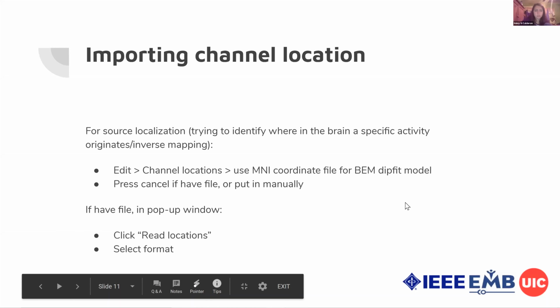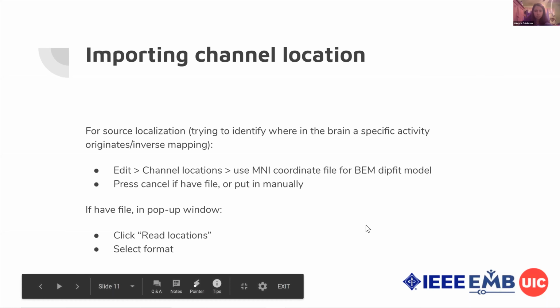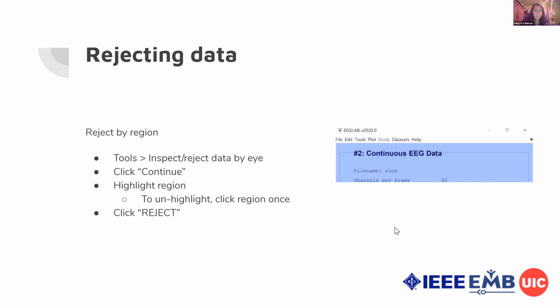All right, so that's how you import channel location, just as I was showing you. So that's the 2D plot, the 3D plot. And then you can also reject data. You can do this two different ways, I believe.